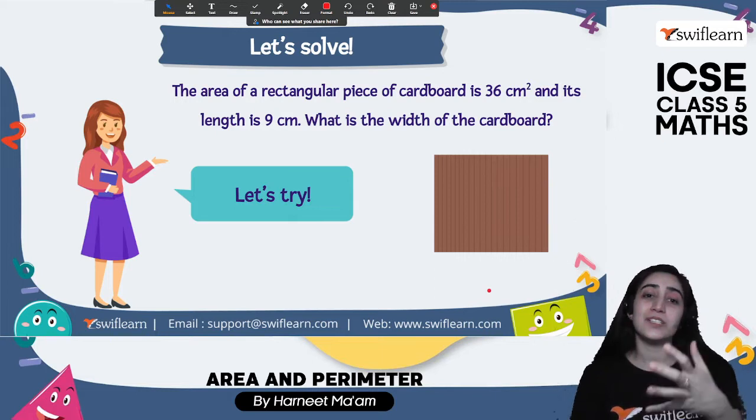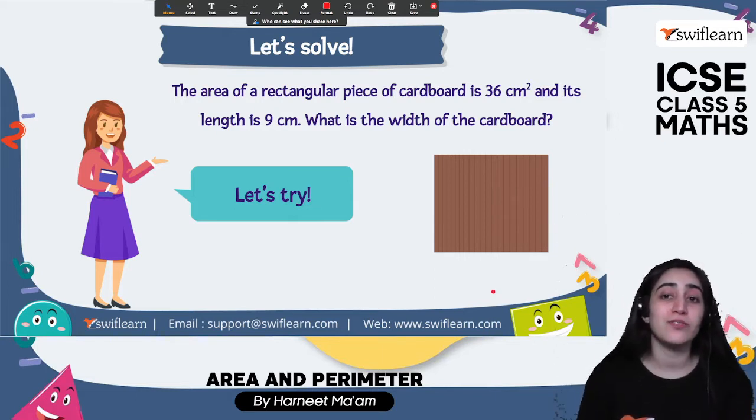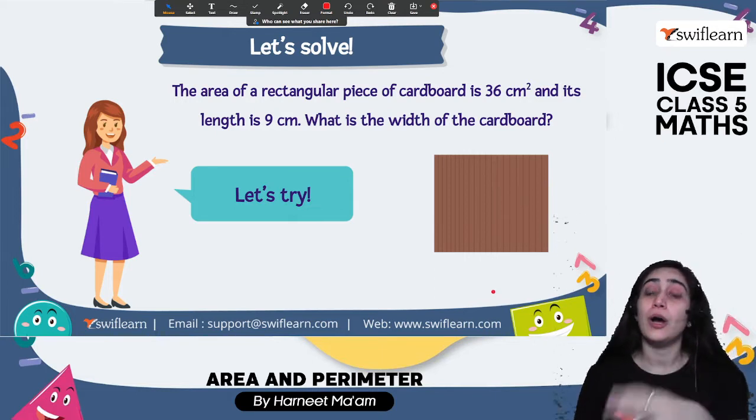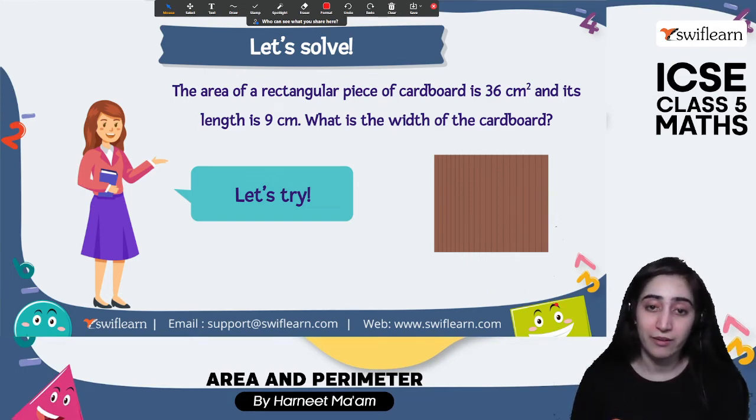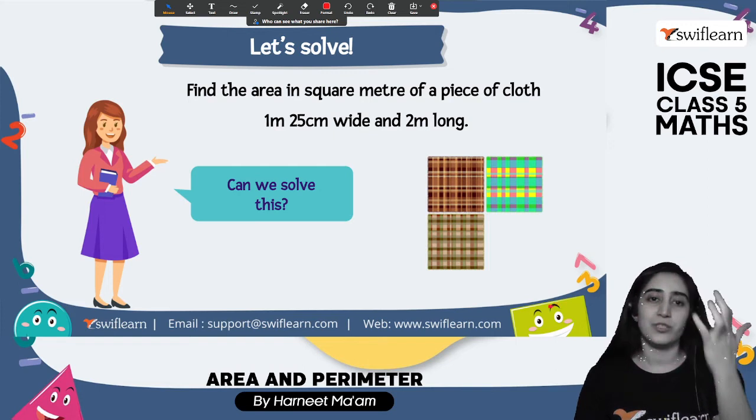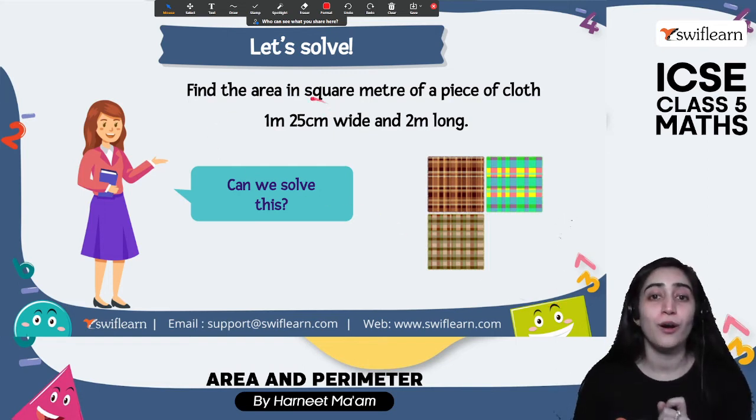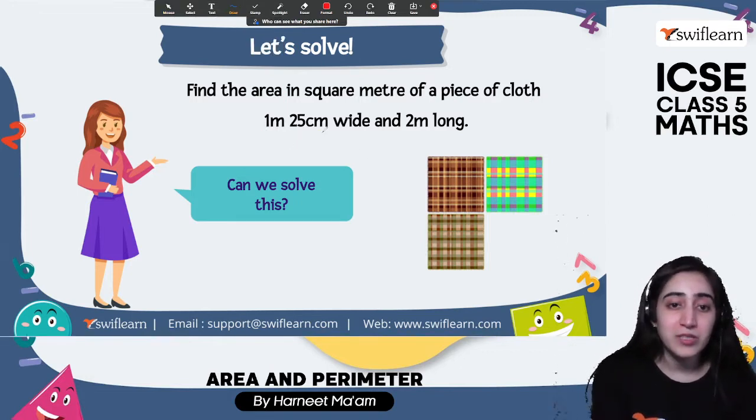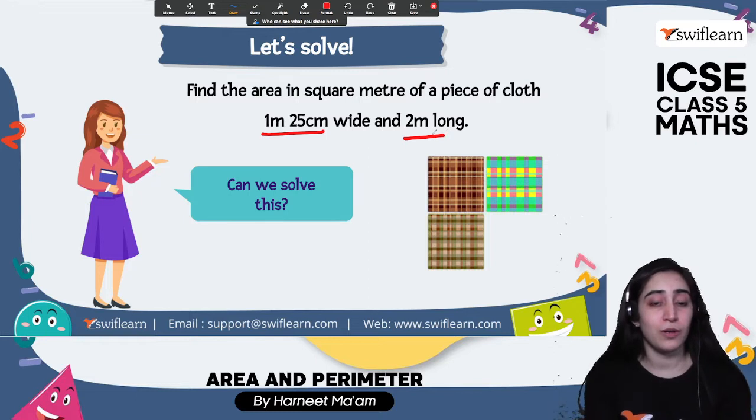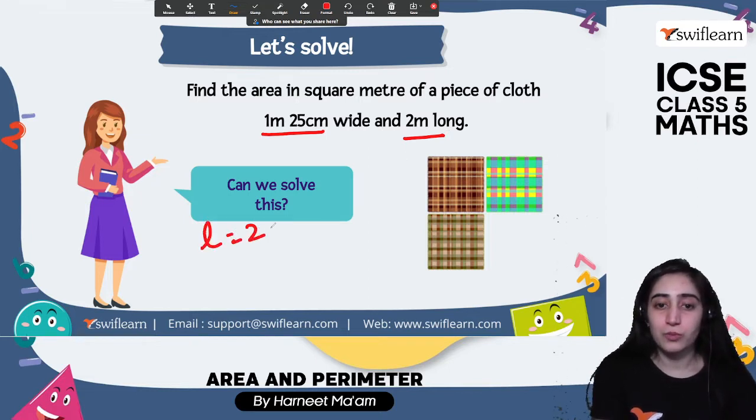So this is another category, where area is given and length is given and you need to find the width, or the area is given and the width is given and you need to find the length as well. All right, let's move on to the next one. You need to find the area in square meters where a piece of cloth is given to you, 1 meter 25 centimeter and 2 meter long. So length is 2 meter, and width we can say is 1 meter 25 centimeter.